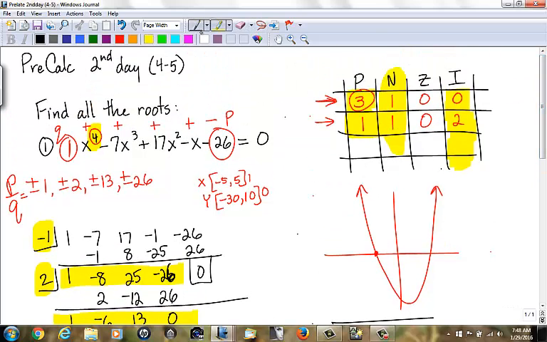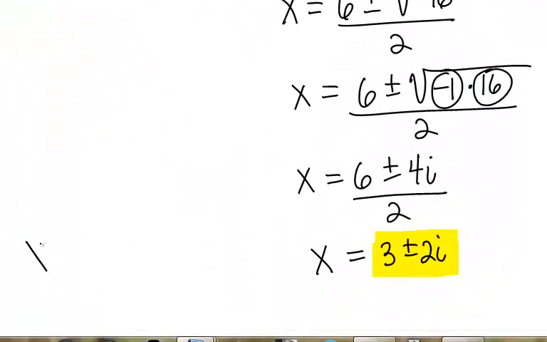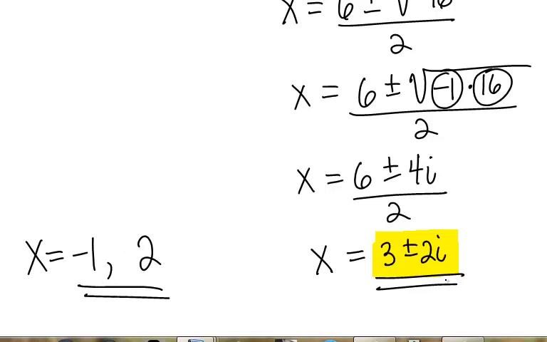Okay. So if you go back on the graph, we have 2 imaginary answers, and 1 positive and 1 negative. This is an answer. This is an answer. X equals -1. X equals 2. And x equals 3 plus or minus 2i.